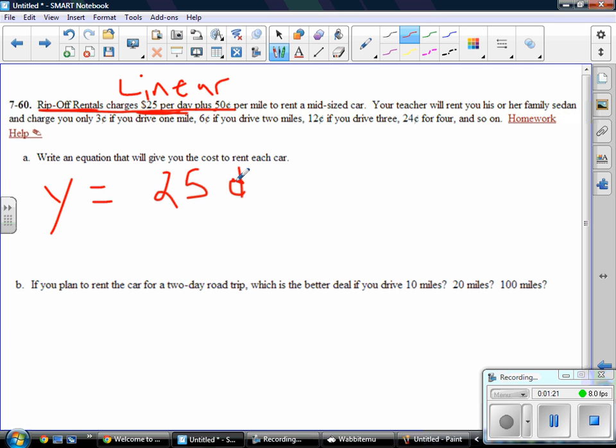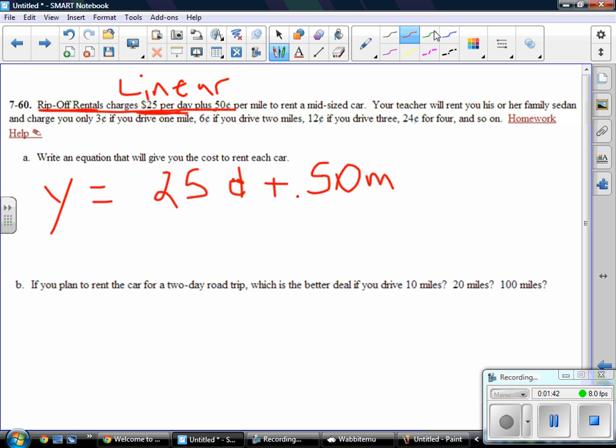So they're charging you for two things. One, just for having the car for so many days, and the second thing they're charging you for is the distance that you're traveling. So $25 times however many days you're gone, plus 50 cents every mile you go. So we'll call that 25D plus 0.50m for the miles. Okay, so that's Rip-Off Rentals.